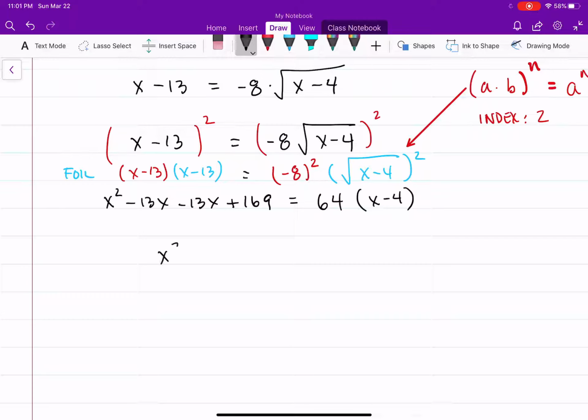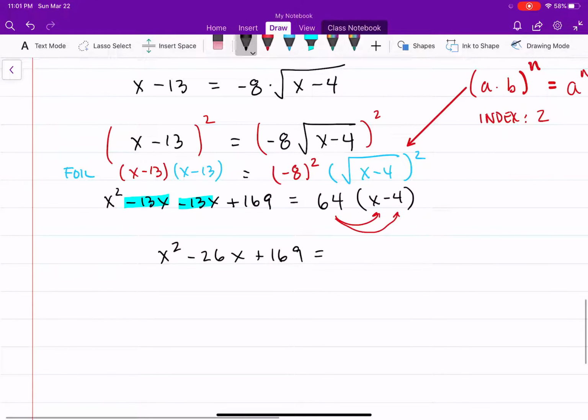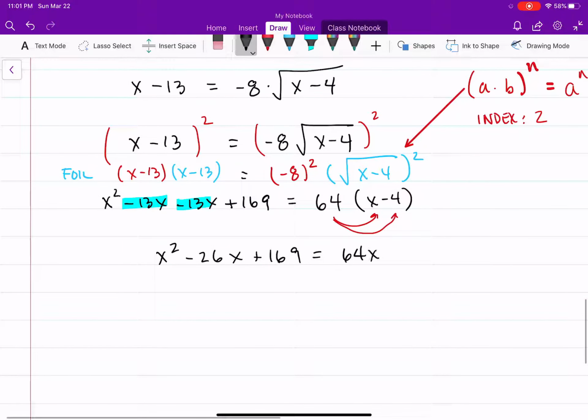So I'm going to have x squared minus 26x plus 169 is equal to, so let me do it this way. So I got combined like terms on this side, and on the right side, I'm going to distribute. So the right side is going to be 64x minus 256. All right, so now I can solve.